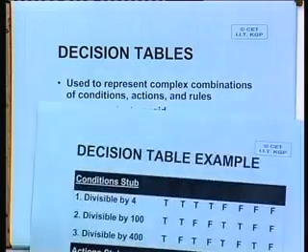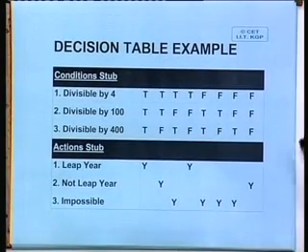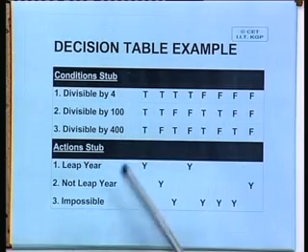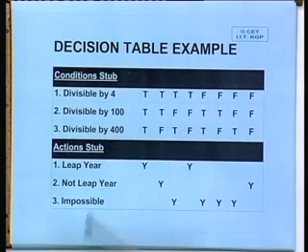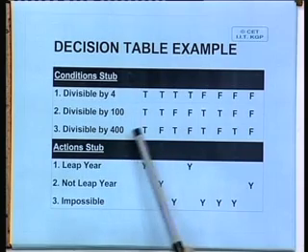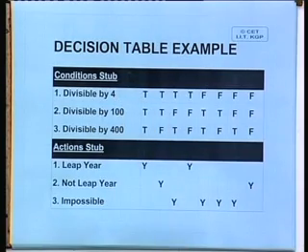So, I will give a very simple example, that is about the calculation of leap year. There are two stubs usually, the condition stub and the action stub. See, there are three conditions: divisible by 4, divisible by 100, divisible by 400. Unfortunately, what has happened here, they are not mutually exhaustive.